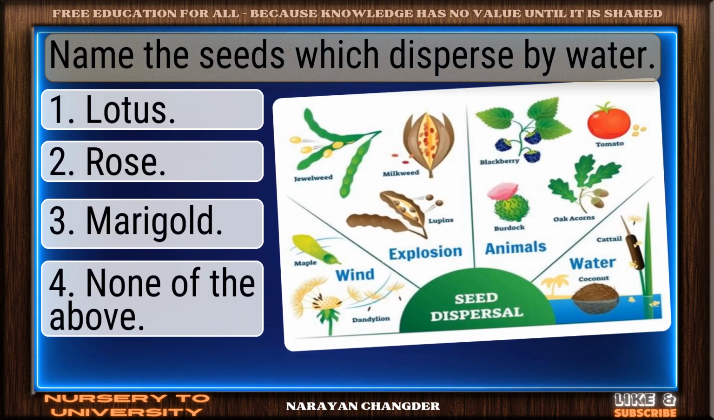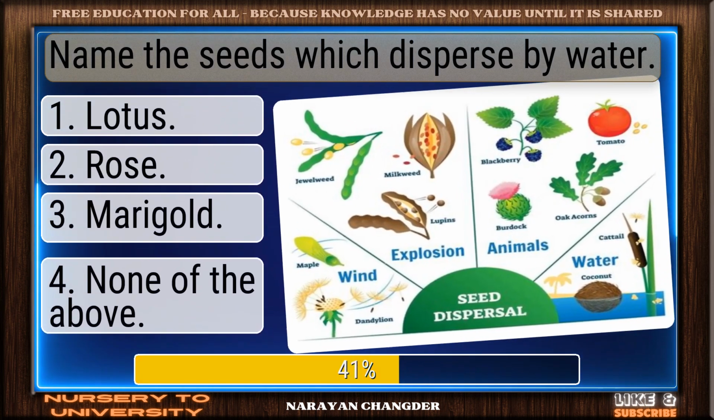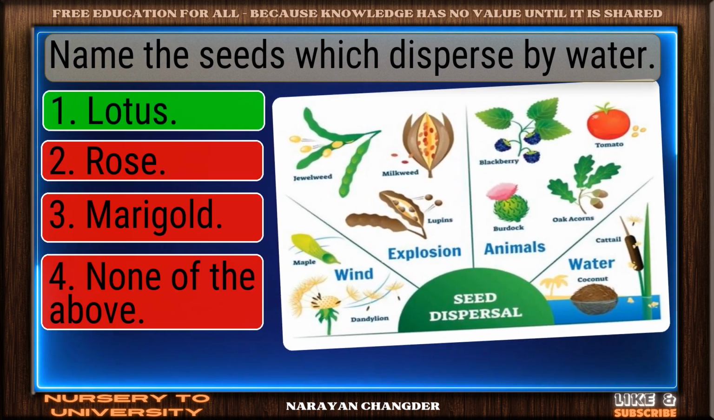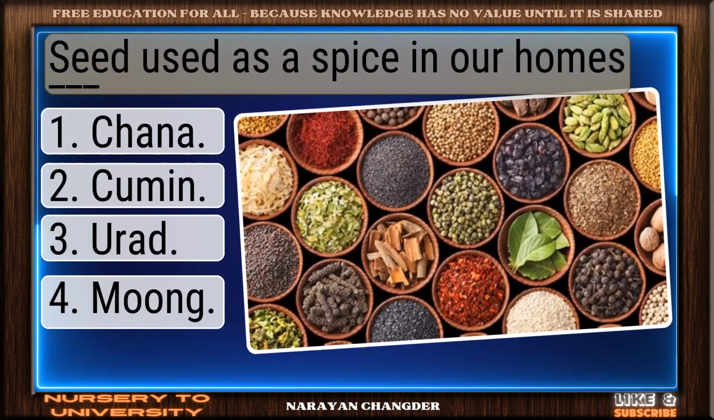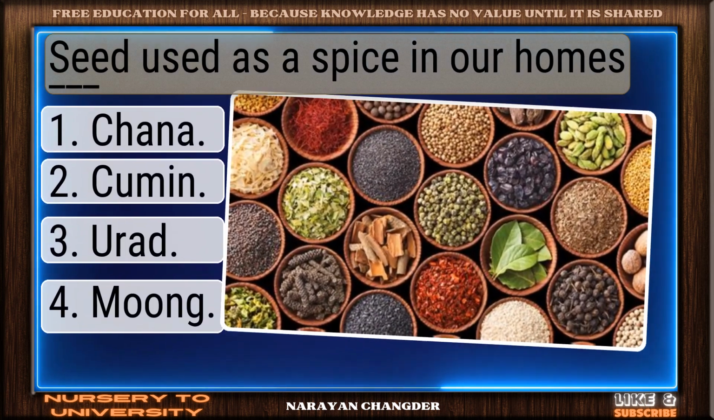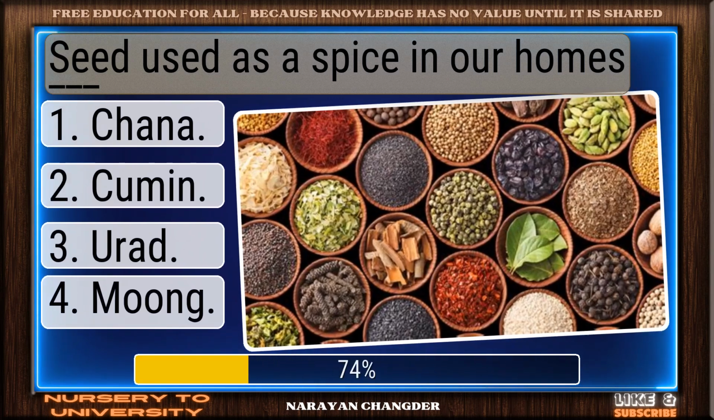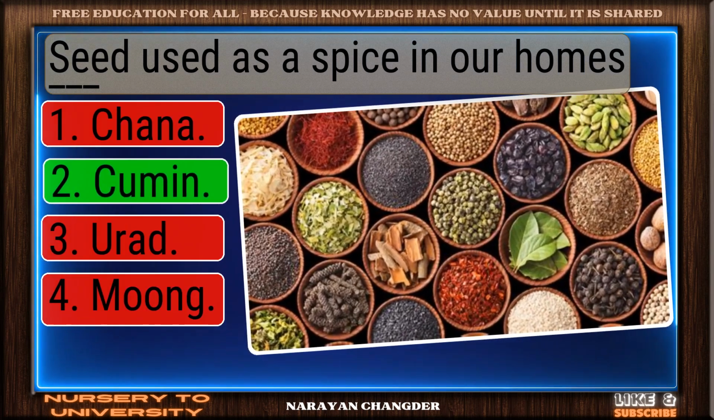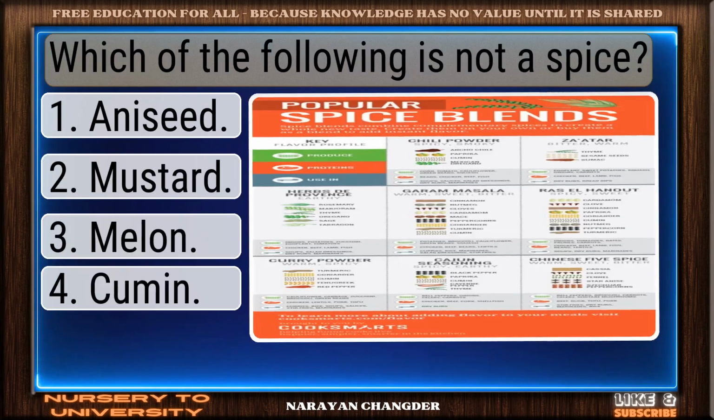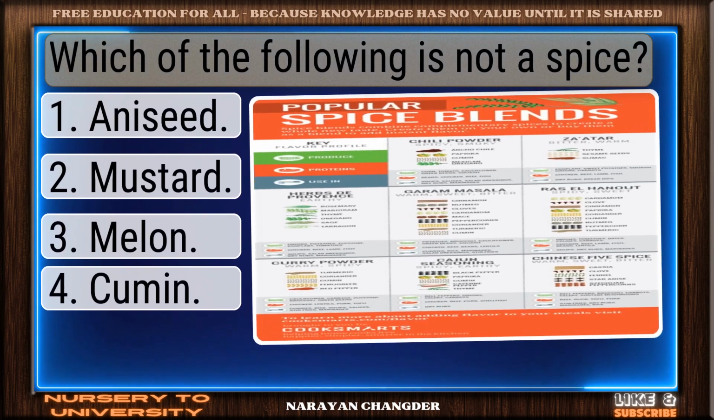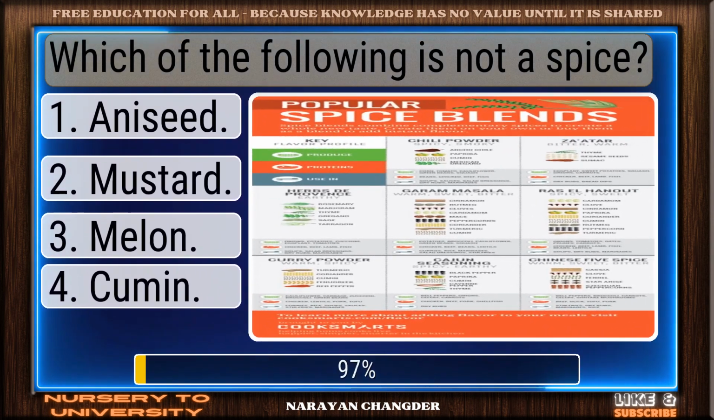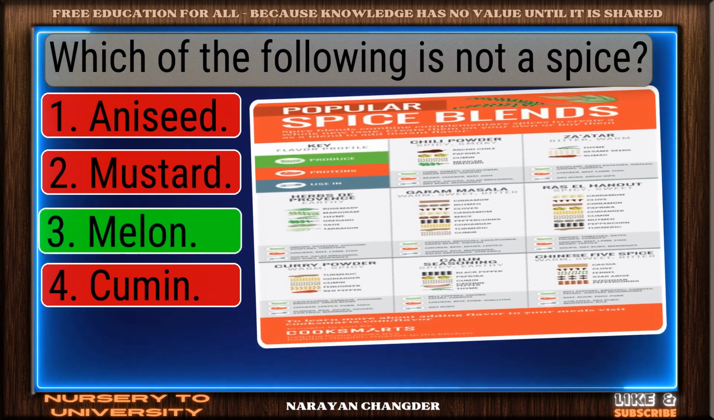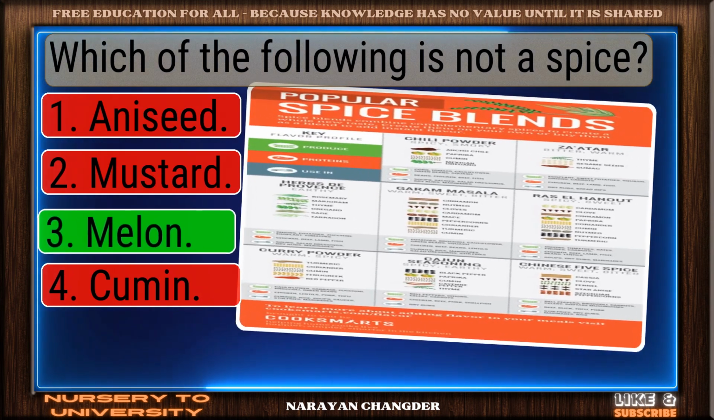Name the seeds which disperse by water. Well reasoned. Lotus is the correct choice. Seed used as a spice in our homes dash. Good job. Your answer, cumin, works well here. Which of the following is not a spice? Perfect. Milan is the correct choice.